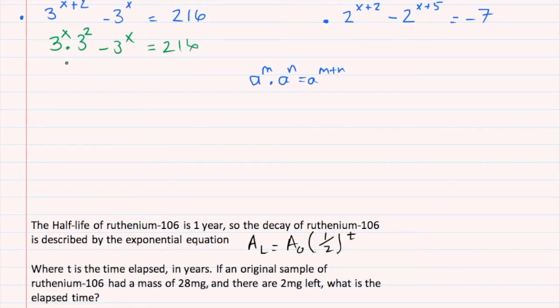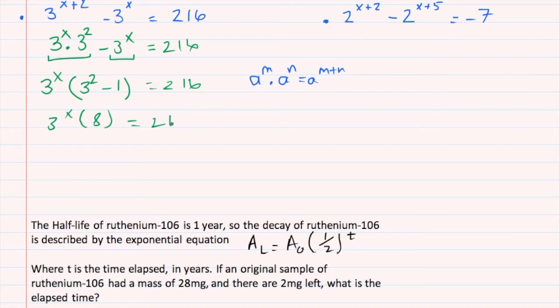Now, if we take a look at this, we have two terms, this term and this other term. What do they have in common? That's right, 3 to the power of x. So we're going to take it out as a common factor. 3 to the power of x, and what we have left here is 3 squared, and what we have left here is negative 1, is equal to 216. Now this is easy. 3 squared is 9, minus 1 is 8, is equal to 216. Now let's get rid of the 8 here. Divide by 8, divide by 8. 3 to the power of x is equal to 216 divided by 8, which is 27.